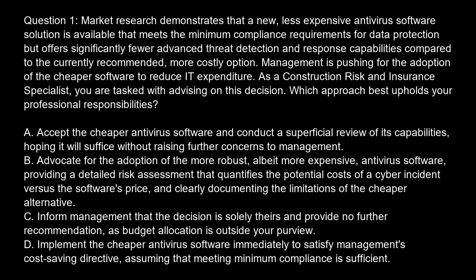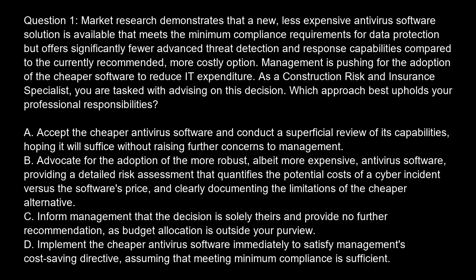Option A. Accept the cheaper antivirus software and conduct a superficial review of its capabilities, hoping it will suffice without raising further concerns to management. Option B. Advocate for the adoption of the more robust, albeit more expensive, antivirus software, providing a detailed risk assessment that quantifies the potential costs of a cyber incident versus the software's price, and clearly documenting the limitations of the cheaper alternative. Option C. Inform management that the decision is solely theirs and provide no further recommendation, as budget allocation is outside your purview.